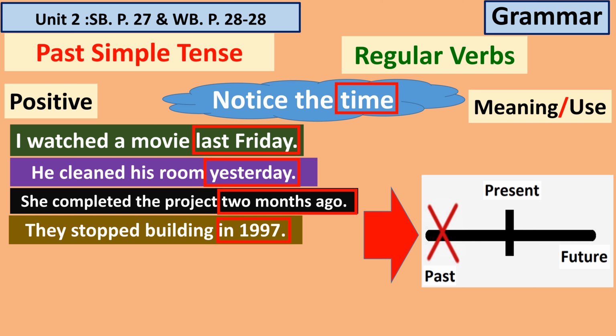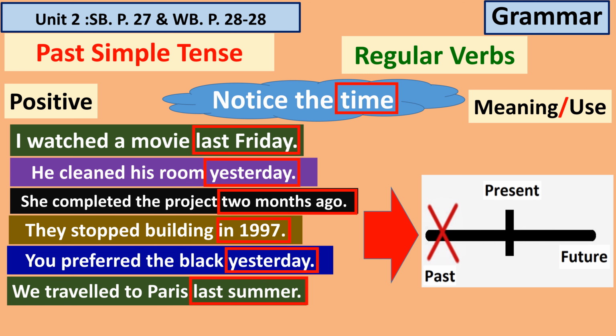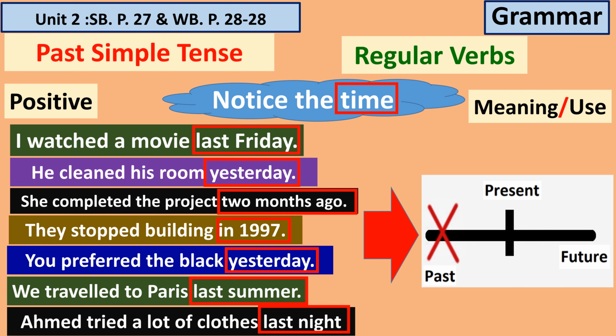Okay. I want you just to notice this one. We are going to have a look at them. What is the difference between this example and the previous one? I watched. He cleaned. She completed. They stopped. All of them are past action. That's right. It happened in the past. Notice the timeline here. You preferred and we traveled. All of these verbs are past.